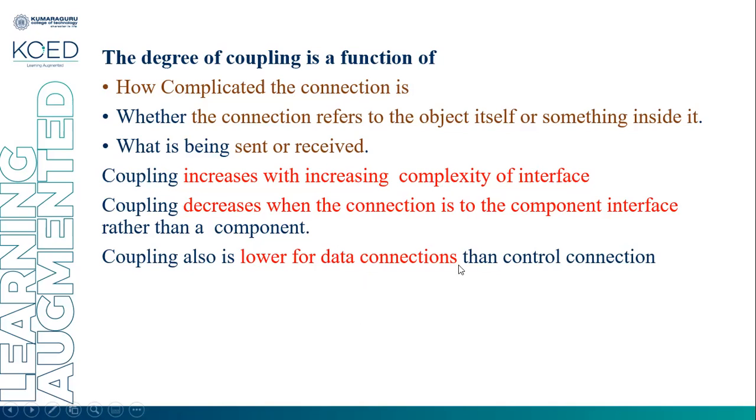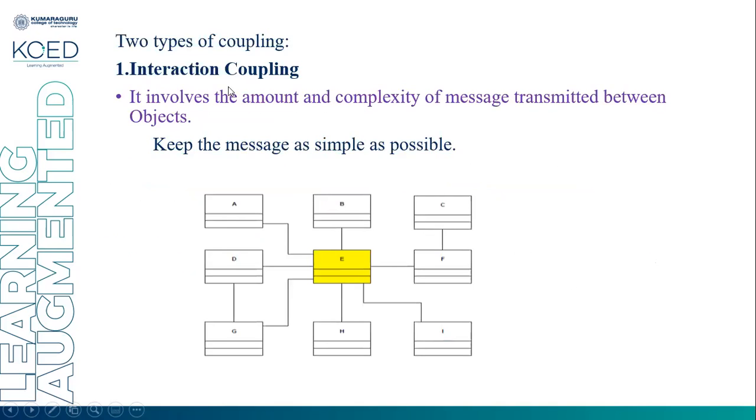So coupling is lower with the data connection than with the control connection. There are two types of coupling. The first one is interaction coupling. It involves the amount and complexity of messages transmitted between the objects. Keep the messages as simple as possible.